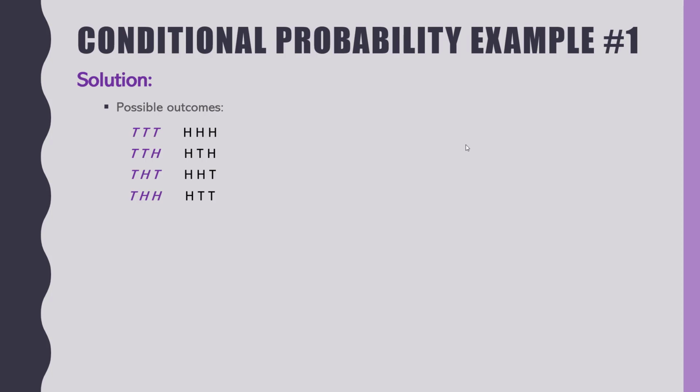Forget what's given. If I just said, I'm going to flip 3 coins, what's the probability that I'm going to have an odd number of tails? What's the answer? Yeah, 4 out of 8, right? Which is half, 50% of the time.